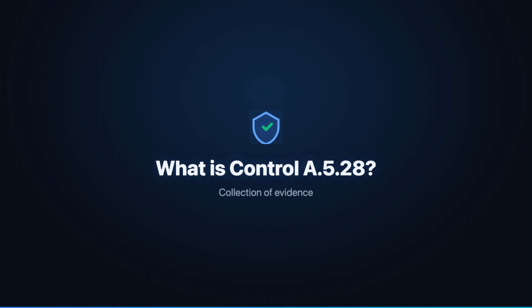legal proceedings. Control A.5.28 of ISO 27001:2022 requires organizations to define and implement procedures for collecting, preserving, and managing digital evidence in a manner that maintains its integrity and legal admissibility. In the next few minutes, we will explore what effective evidence collection looks like.